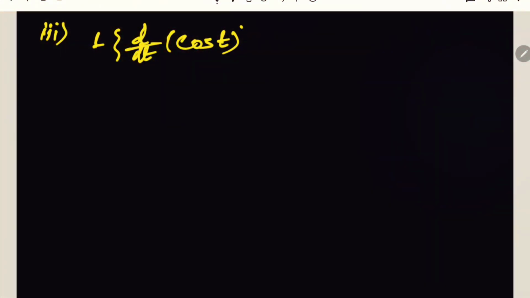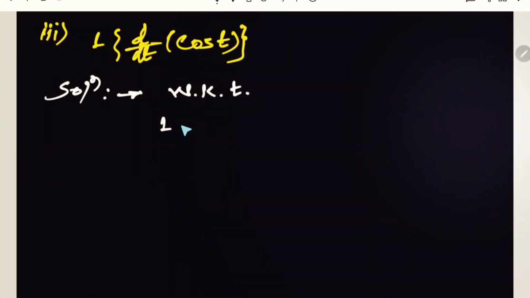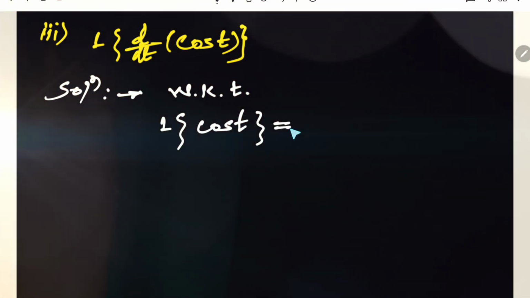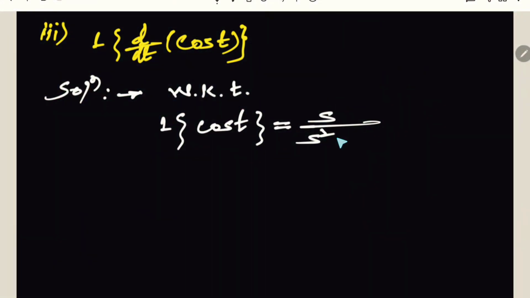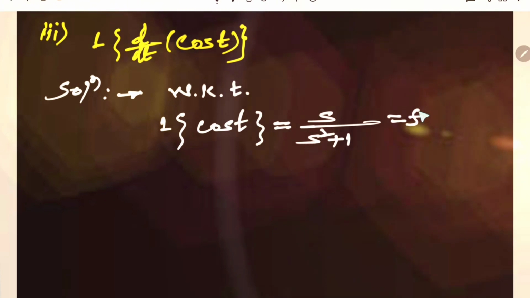Then the third example, a very simple example, Laplace of d by dt of cos t. Here it is not expected that we have to differentiate cos t and then take the Laplace. We have to apply this theorem. Therefore, we first find the Laplace of cos t, a standard result, as s upon s square plus 1. And we call this as f bar of s, say.